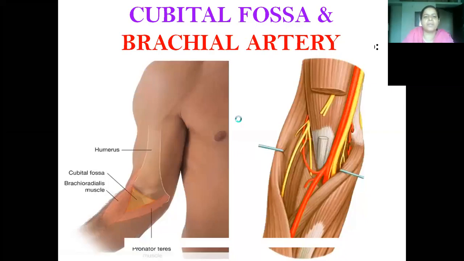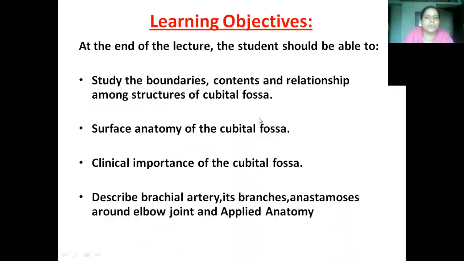Fossa, we did popliteal fossa already. So what you should know is the boundaries, the structures, and their relations. You correlate with the popliteal fossa, whatever we studied in that way, we should know the cubital fossa also. We will see the brachial artery and also the anastomosis around the elbow joint.